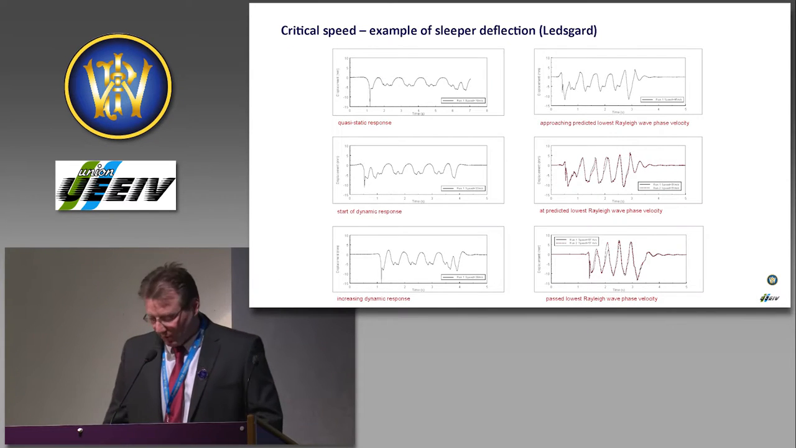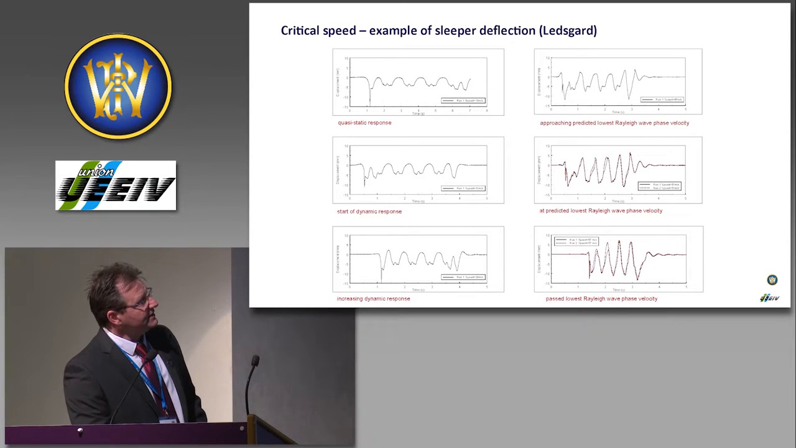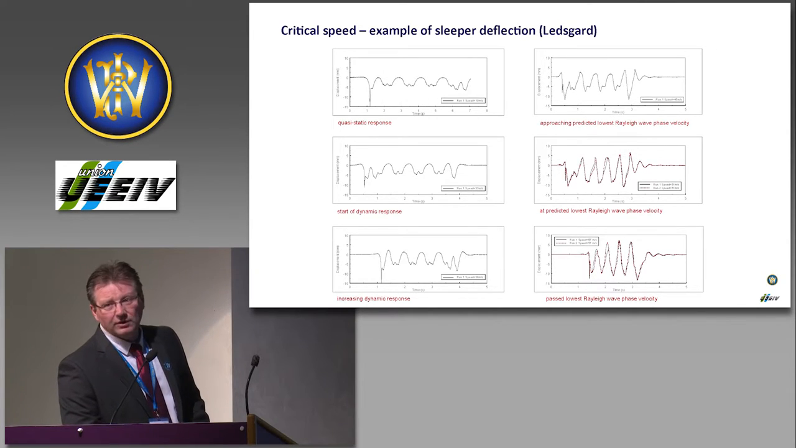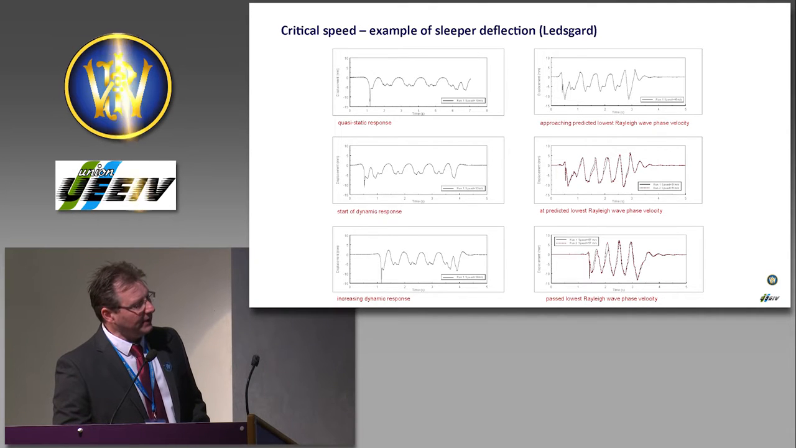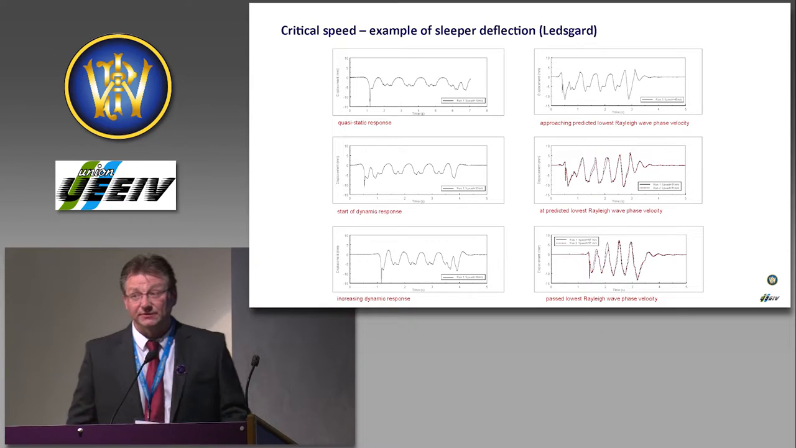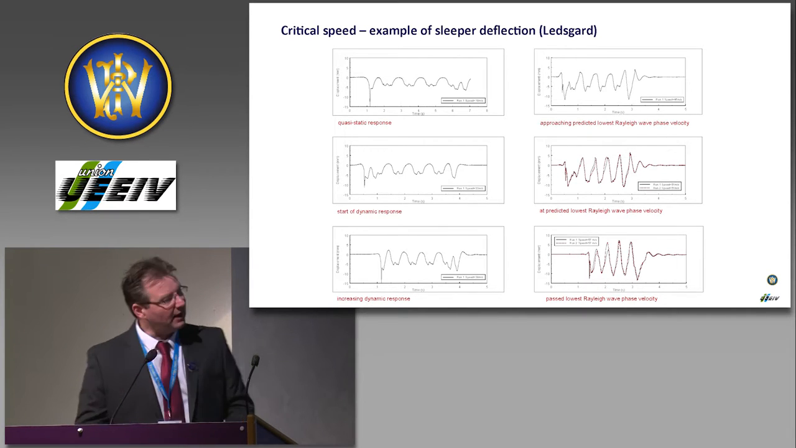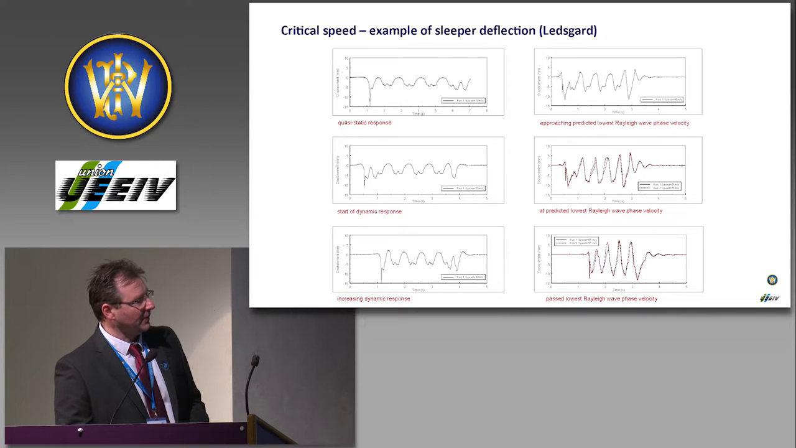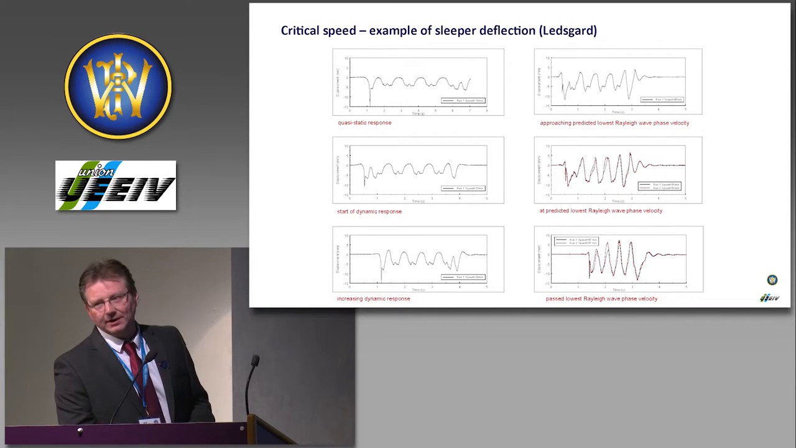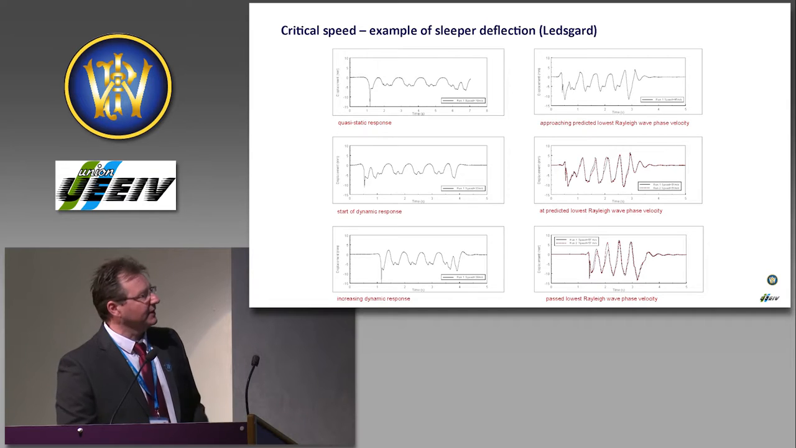This is the track response that you got. So this is the quasi-static response at a low speed, giving about 4 millimeters quasi-static displacement. Once you increase the speed, then you are getting a resonant type behavior with peak to peak displacements of 25 millimeters, track deflections of 25 millimeters at the critical speed, peak to peak. There are all sorts of things happening here, which we're looking at, which I don't have time to cover.